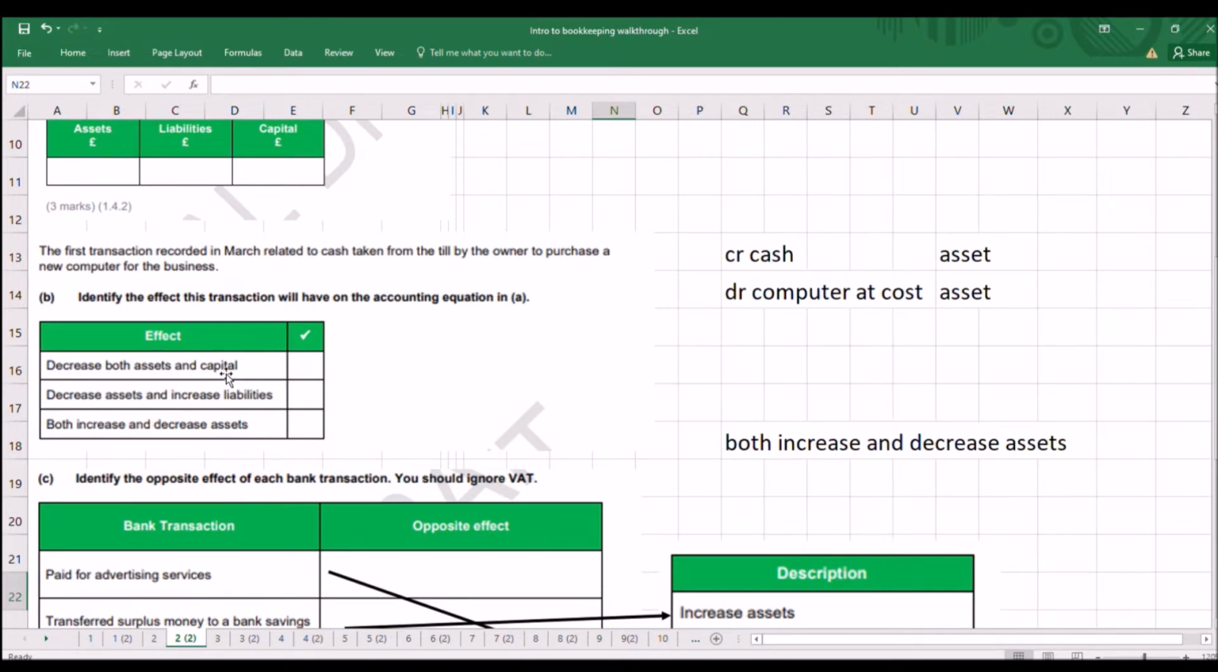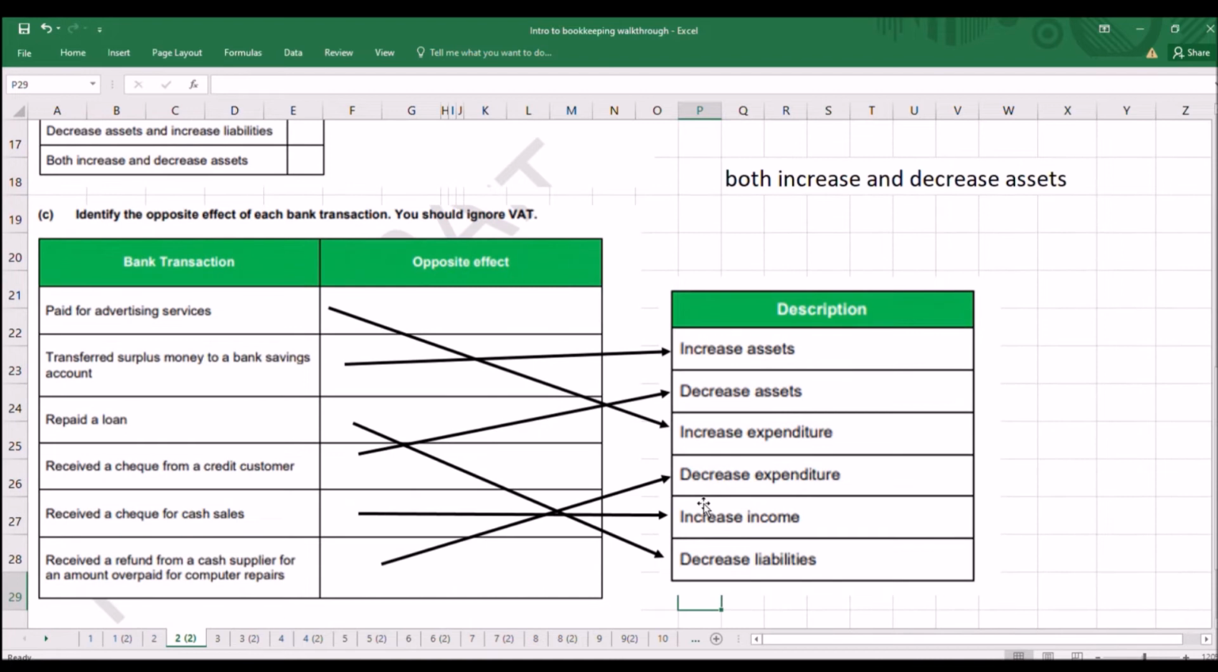So decrease in both assets and capital. Nope, it's not that. Decrease in assets and increase in liabilities. No, it's not that. And this is where dead click would always say, of course, you have both sides going up. So that wouldn't be that. Both an increase and a decrease in assets, which is that one. So it's C in this one. The increase and decrease in assets. We've got a credit, a reduction in the asset, which is cash, and an increase in the asset, which is computers.